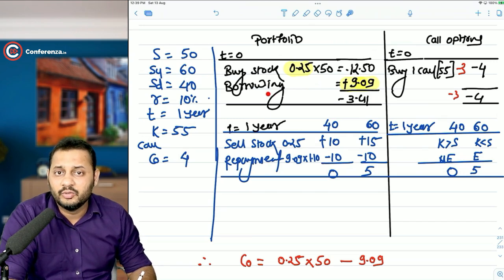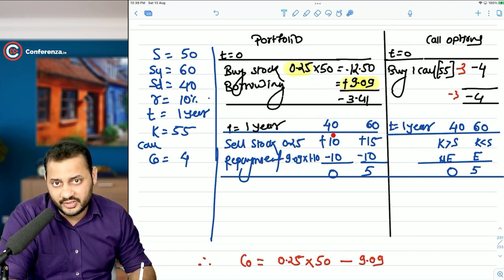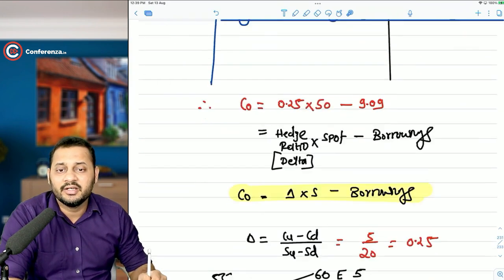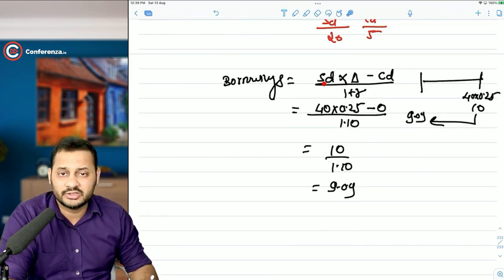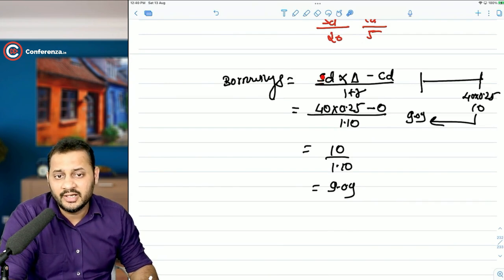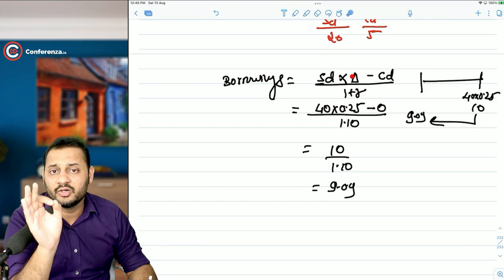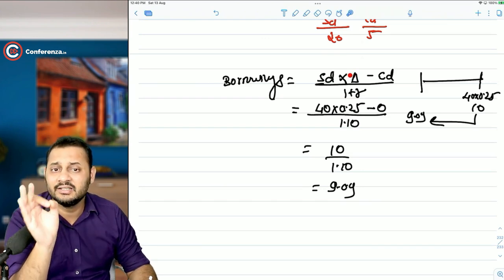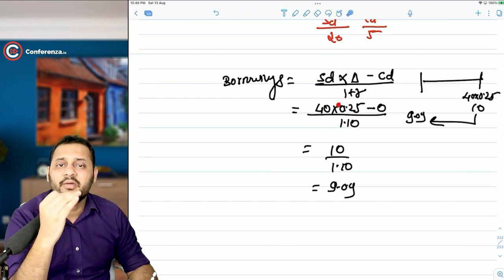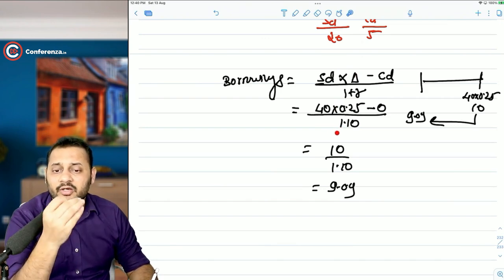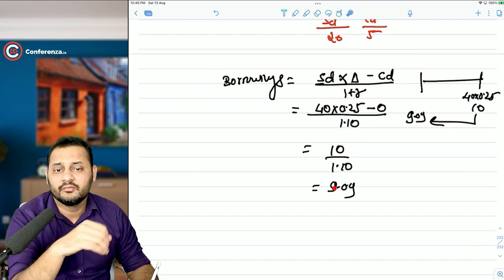The purpose is very simple. Borrow today only the amount which you are sure of repaying. You can repay 10 rupees in this case also and in this case also. But you cannot repay 15 rupees out of 10. Understand? So that's why we are taking SD, the lowest possible price that we are going to receive. SD is the 40 into delta. That means 40 into delta, 10 rupees is what you are going to receive by selling the stock at expiry, and after converting it into present value, we are borrowing the same amount.